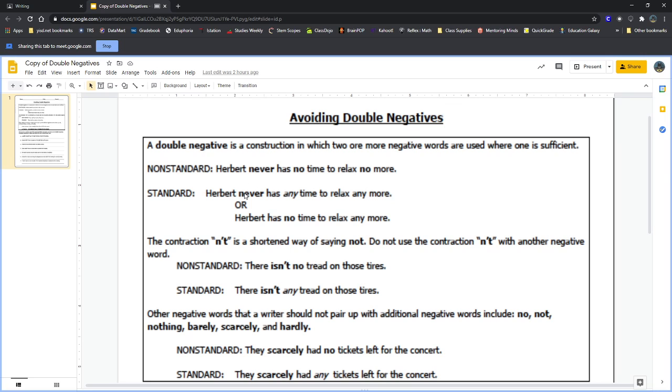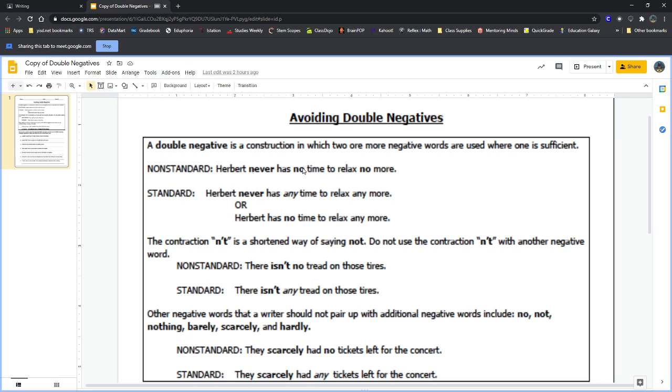So double negatives are when you have negative words and you put them into the same sentence. And again, usually if they're in the same sentence, you really only need one of those negative words. Okay? Usually with a double negative, there's a couple of ways you can fix it, but what you want to make sure you do is you should only end up with one negative word. So take a look at this.